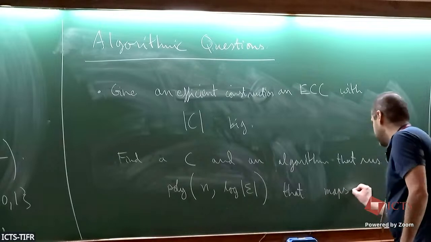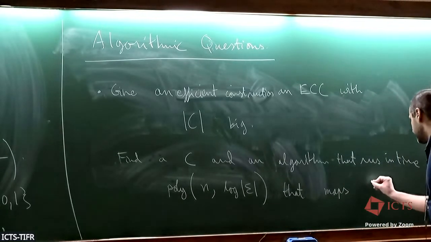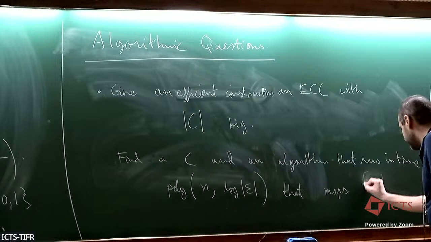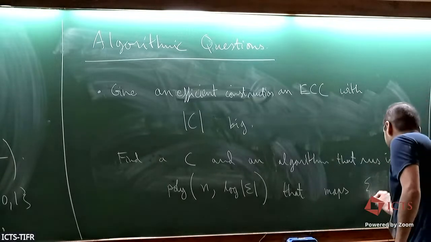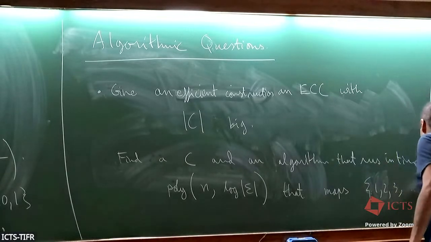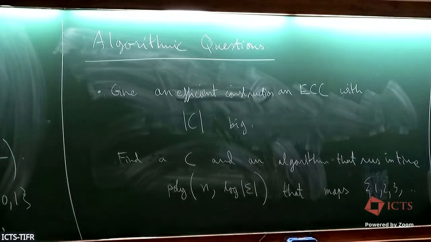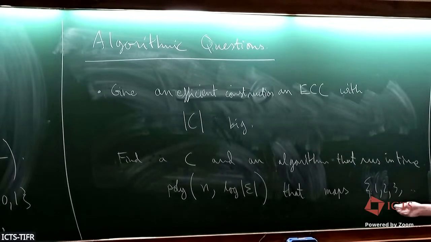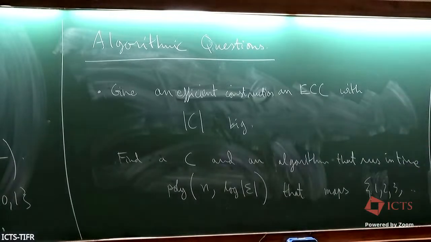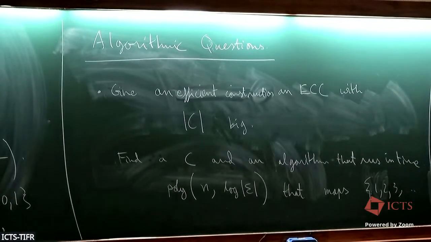So find a C and an algorithm that runs in this much time that maps the size of the code. Oh, okay, I see. I guess 1, 2, 3 up to the size of the code to the code. Yeah, good. Bijectively. This may be my definition of what is an efficient construction of an error correcting code.